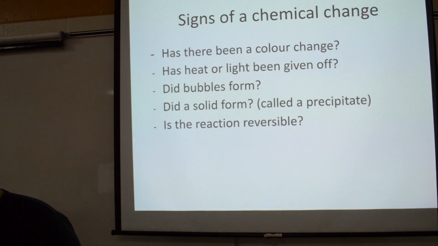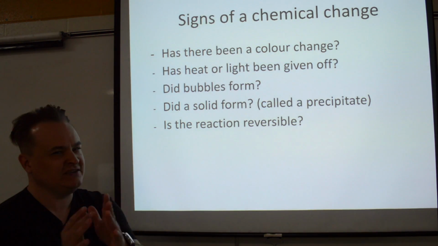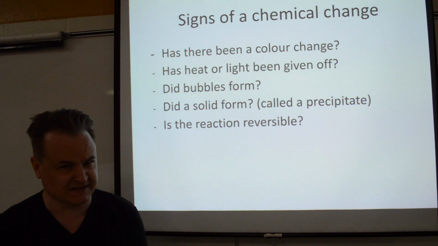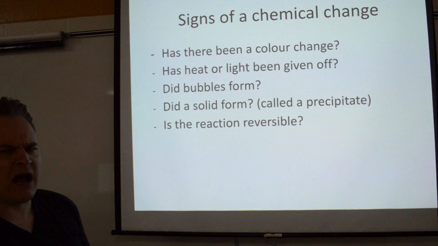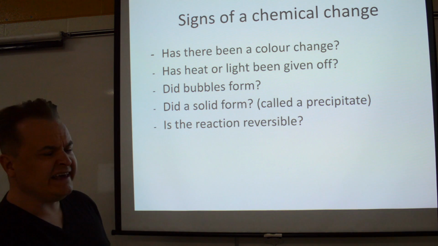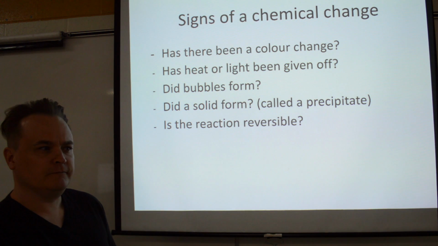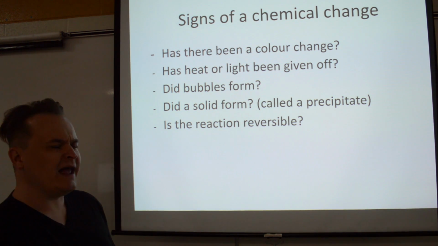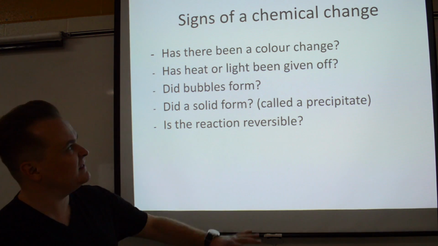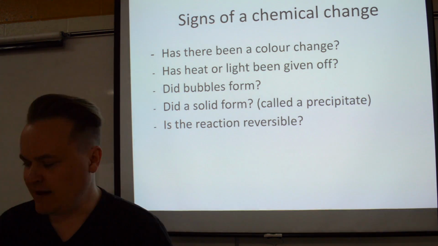All right. Signs of a chemical change. These are clues you can look for in word problems and things like that. Has there been a color change? Has heat or light been given off? Did bubbles form? Did a solid form? Is the reaction reversible? Those are things that you need to think of for a chemical change to see if it occurred.